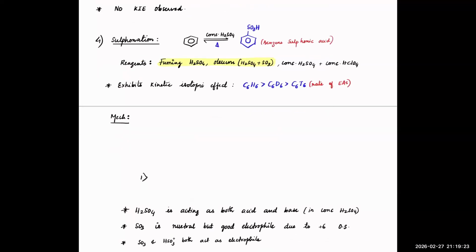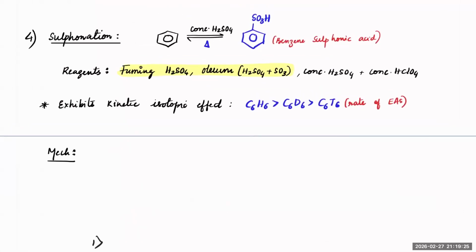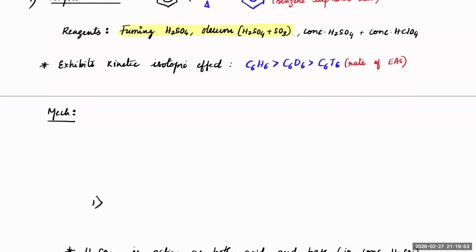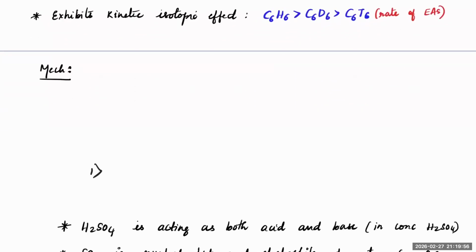Next, let's notice sulfonation. You have benzene plus concentrated H2SO4. You can get benzene with SO3H, which is called benzene sulfonic acid. The reagents typically used in this case are fuming H2SO4, oleum, which is H2SO4 and SO3, and concentrated H2SO4 with concentrated HClO4, all cases where we can get SO3. Here the mechanism is something you need to be very careful with. How does the mechanism operate here?